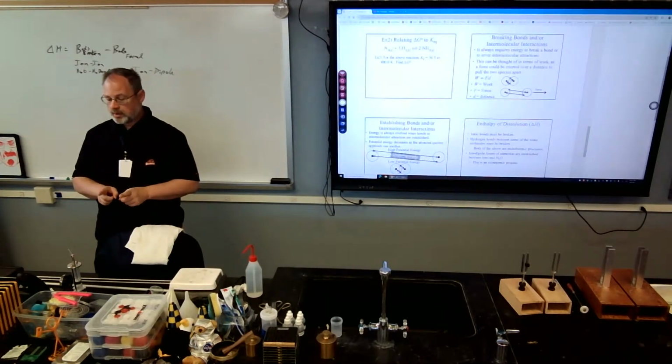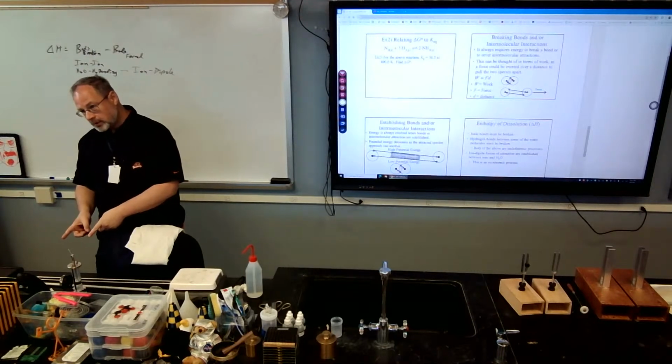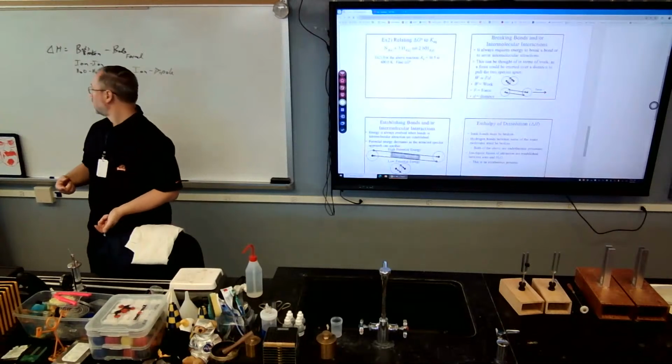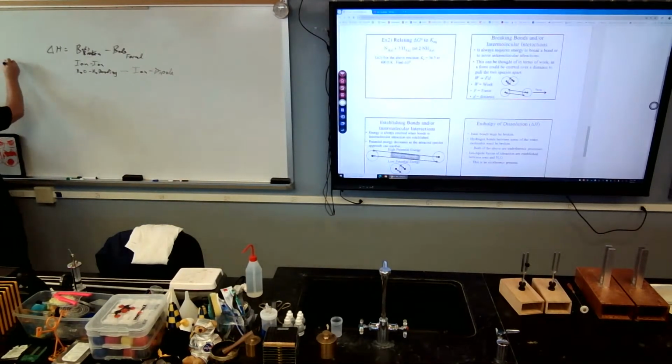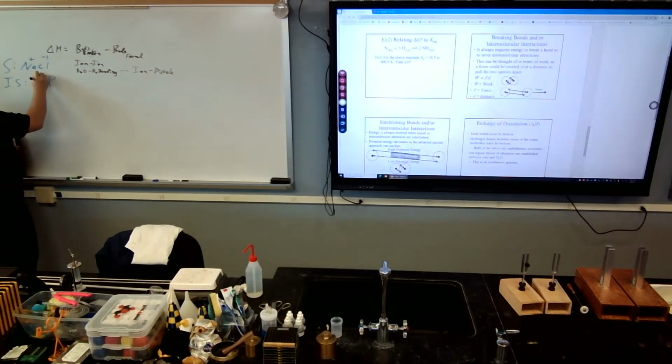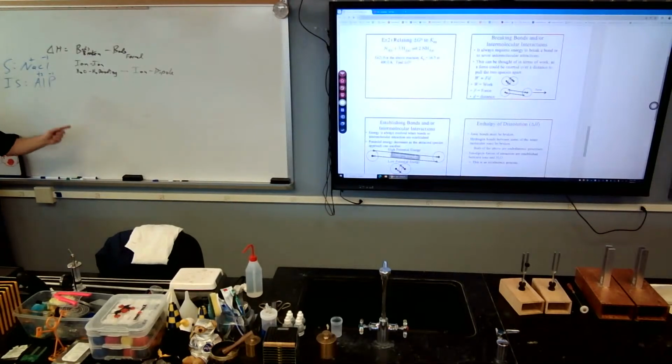But we know that +3 metals and -3 nonmetals are always insoluble. So soluble, NaCl, +1, -1. Insoluble, aluminum phosphide, AlP, +3, -3. Why does aluminum phosphide require a lot of heat to dissolve into water? One of these terms is bigger than the other ones.